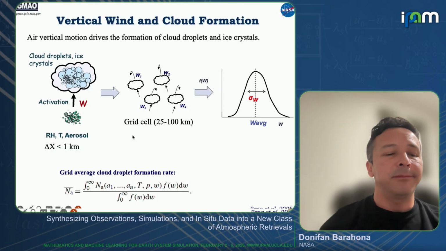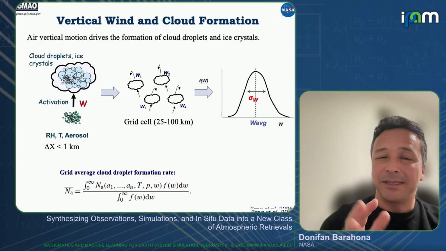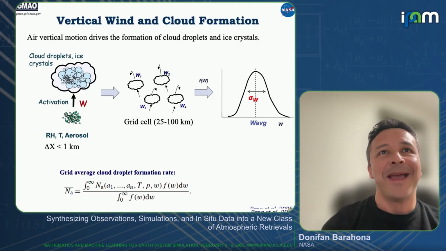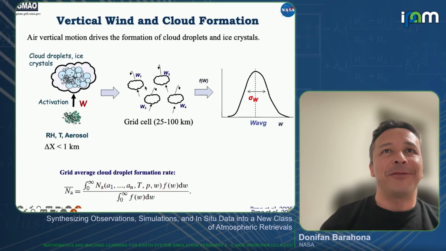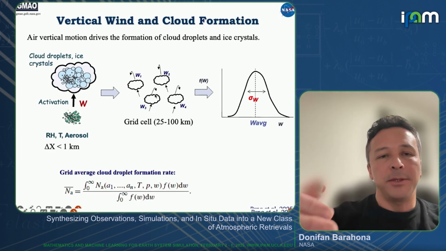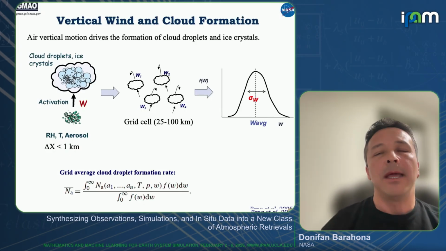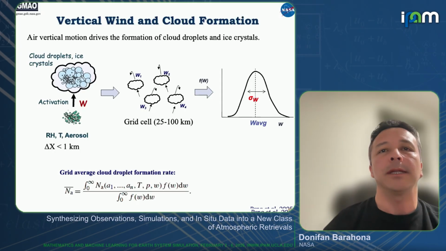If we assume that the aerosol is almost homogeneous within that 25 kilometers, which is kind of an iffy assumption, but we still do it, then the distribution of cloud formation rates within the grid cell is determined by the distribution of vertical velocities. Since the dynamics itself, if you have a non-hydrostatic model, is able to resolve the mean of that, we are mostly interested in the width of the distribution, which I'll be calling sigma W. That's the standard deviation in vertical velocity. Using that, we can get the grid average cloud droplet formation rate, which is what we are interested in.